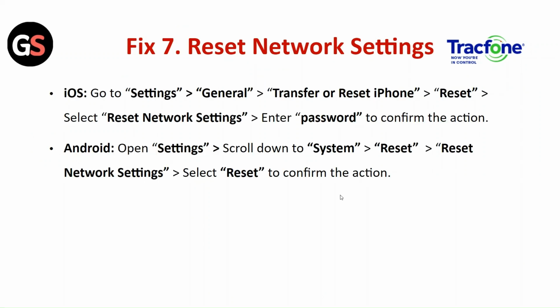Fix 7. Reset network settings. For iOS, go to settings, then click on general, then transfer or reset the iPhone. Tap on reset and select reset network settings and enter the password to confirm the action. For Android, open the settings, scroll down to system and then reset network settings. Select reset to confirm the action.